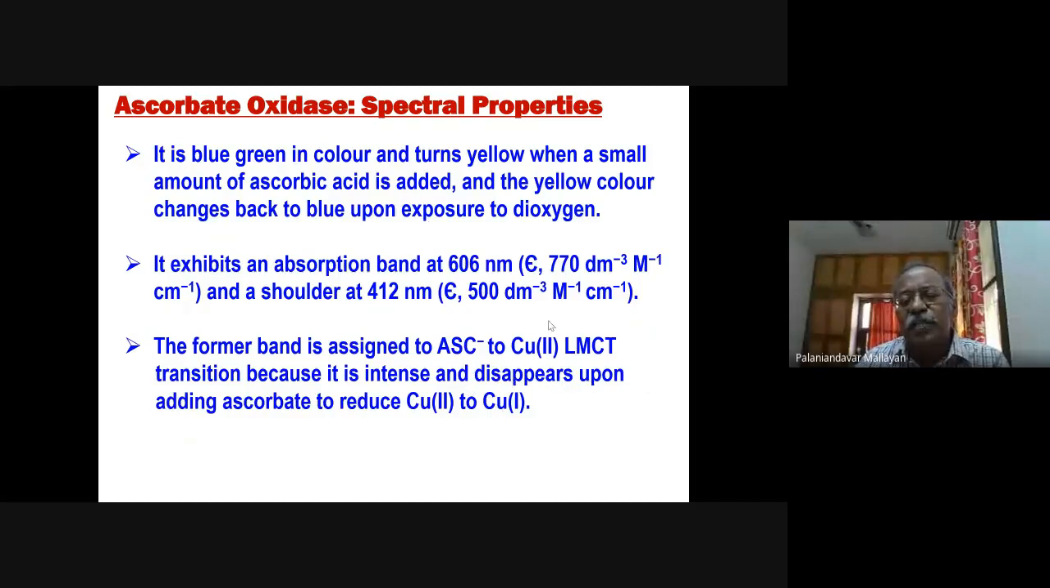The ascorbic acid sits on copper 2, replaces this one, so it reduces copper 2 to copper 1. In that case, you have no charge transfer band, ASC minus to copper 2. The LMCT band, ligand to metal charge transfer band, will not be there. So this just tells you the spectral properties and the ascorbate oxidase mechanism.